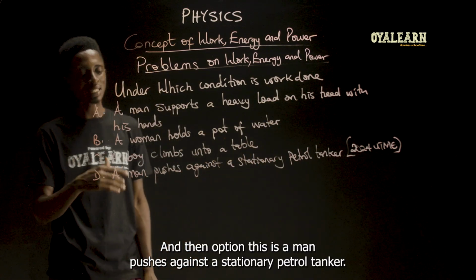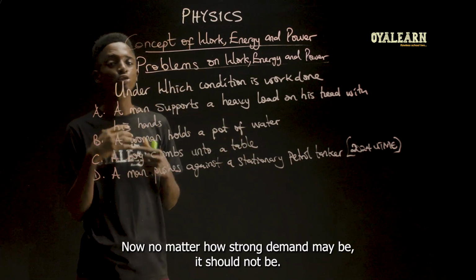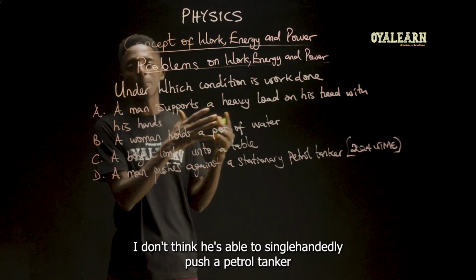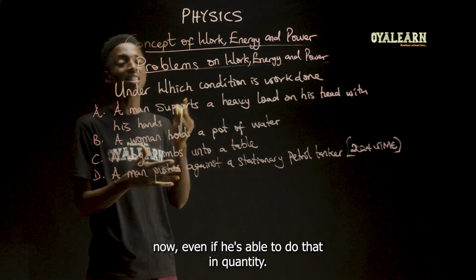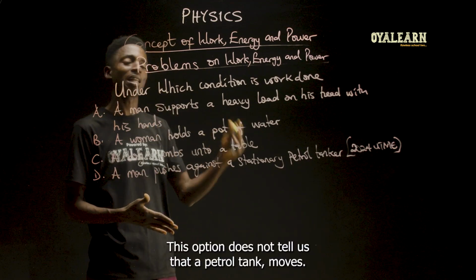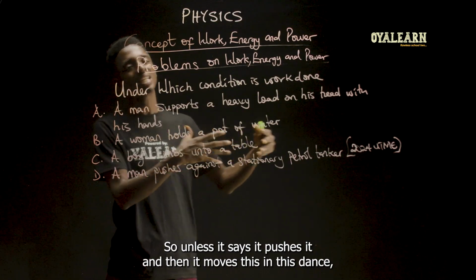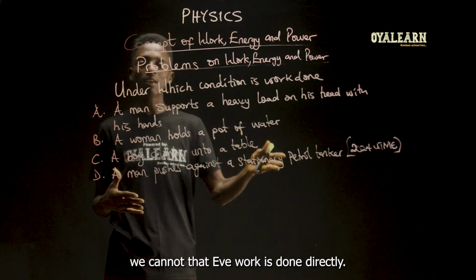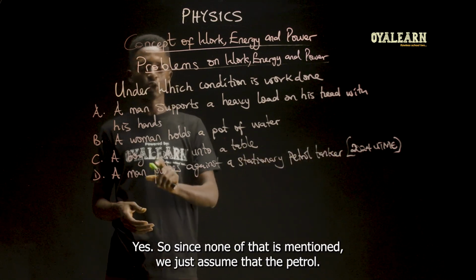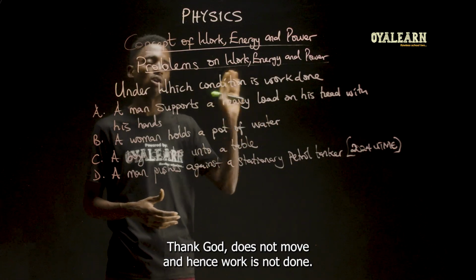And then option D says a man pushes against a stationary petrol tanker. Now, no matter how strong the man may be, I don't think he's able to single-handedly push a petrol tanker. Now, even if he is able to do that single-handedly, this option does not tell us that the petrol tanker moves. So unless it said he pushes it and then he moves a certain distance, we cannot tell if work is done directly here. So since none of that is mentioned, we just assume that the petrol tanker does not move and hence work is not done.